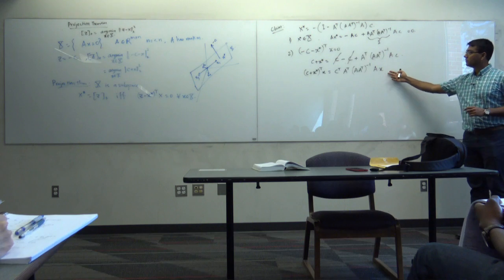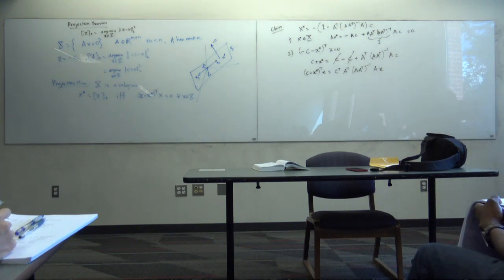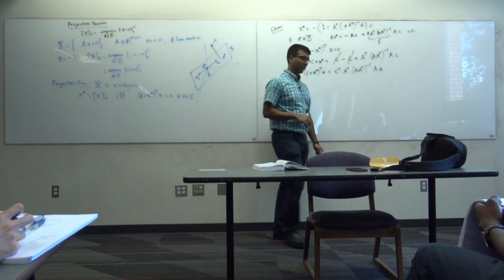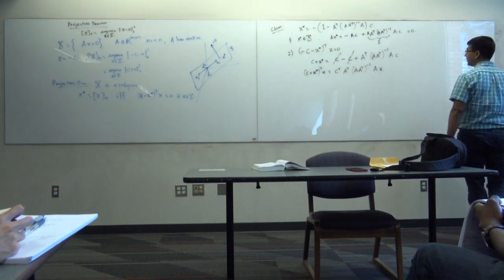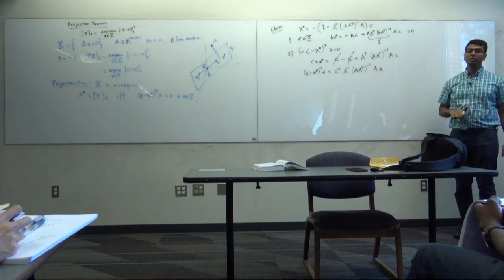What is the value of this? All I have to show is that this expression is equal to 0. Okay, so my question is, it looks like a pretty complicated expression. How am I going to show that it's equal to 0?